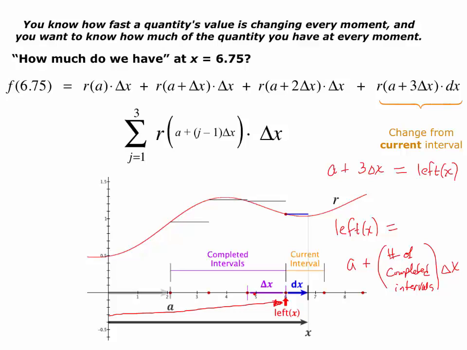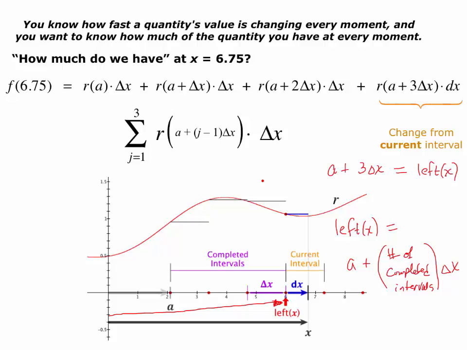So it's a plus the number of delta x's, that is the number of our completed intervals. You see? It doesn't have anything to do with the current interval. It's getting up to it, right? Okay, so the only thing that's left is figuring out the number of completed intervals. How many completed intervals are there?